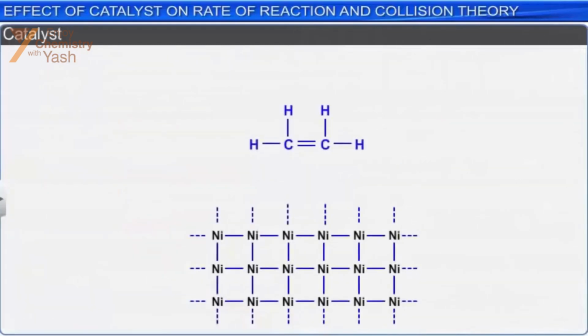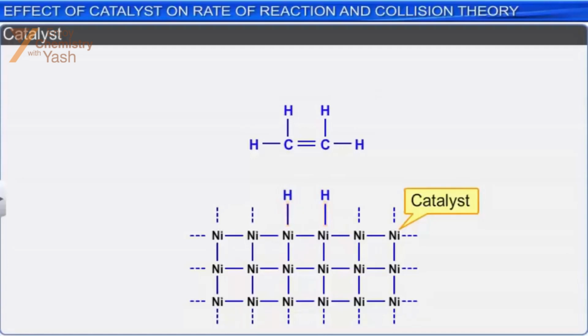Let us see how nickel acts as a catalyst in this reaction. Molecules of hydrogen first get absorbed on the surface of nickel by partial chemical bonds. The greater the surface area of the catalyst, the greater is the rate of the reaction. As a result, the bond between two hydrogen atoms of a hydrogen molecule gets weakened and breaks to form hydrogen atoms. These hydrogen atoms are attached to the surface of nickel by chemical bonds.